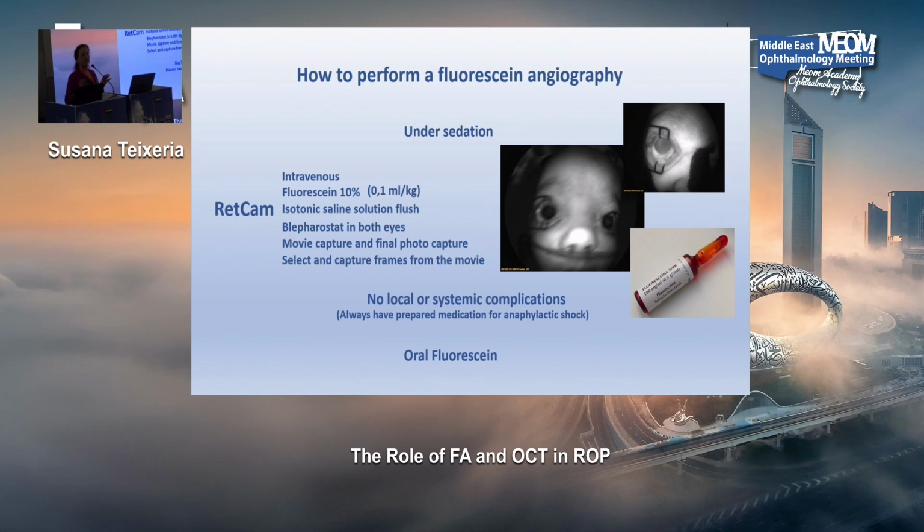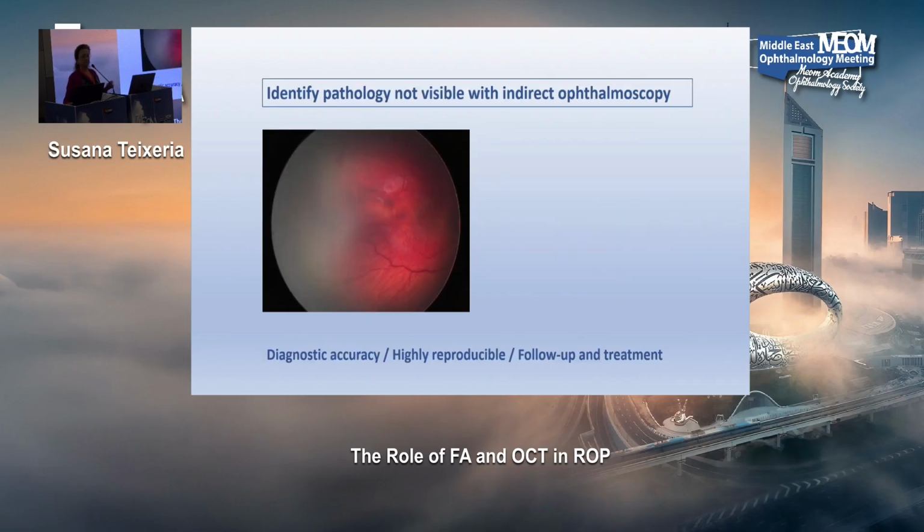So you can do the angiography under intravenous injection. That's what I most used, but you also can use it with oral fluorescein. I never had any kind of local or systemic complications, but you should always have medication prepared for anaphylactic shock. Never used it, but if you don't have it, you may for sure have some kind of problem. So that's how I do it: I always have epinephrine, adrenaline, not prepared, but near the place where I'm going to do the angiography.